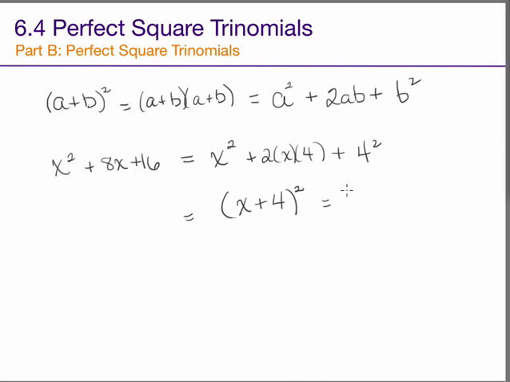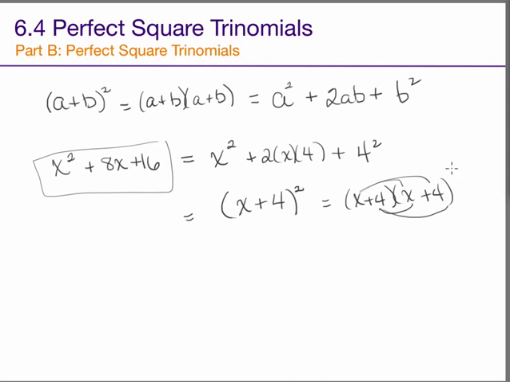To double check that that's right, I can distribute. x squared plus 4x plus 4x plus 16 is x squared plus 8x plus 16. So this can be factored like this. And of course, this can be written like this. So these are equivalent.